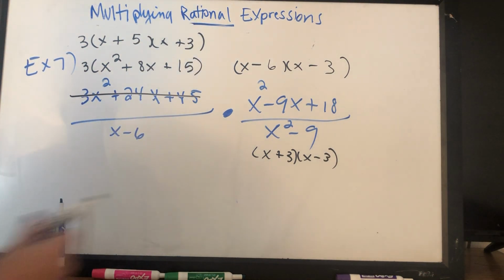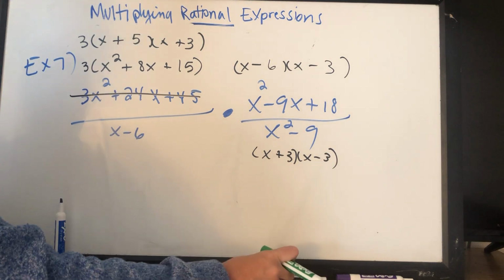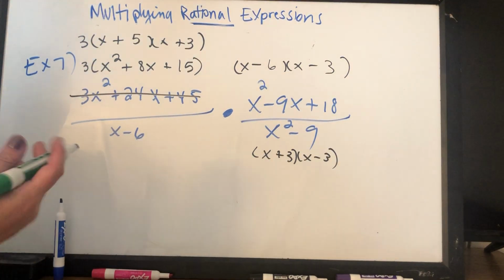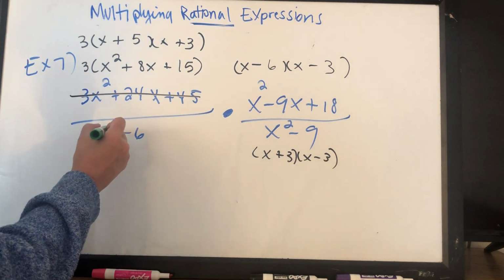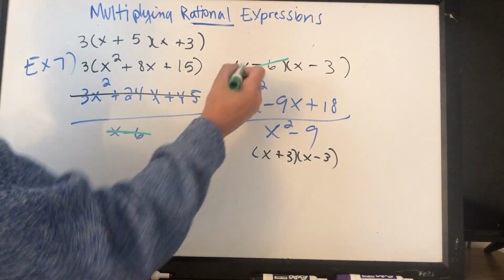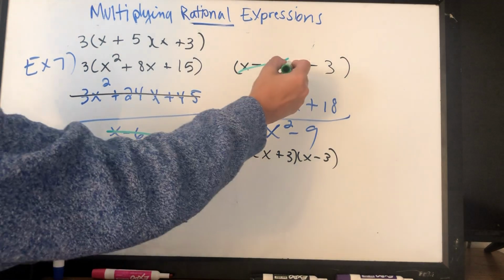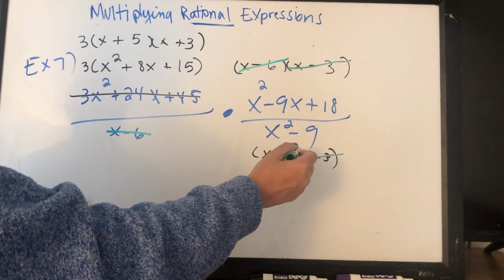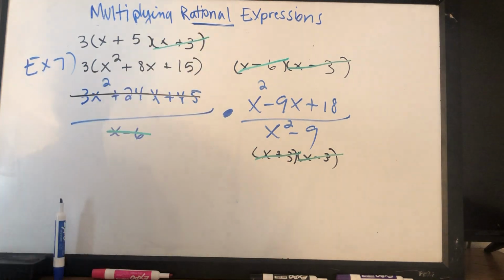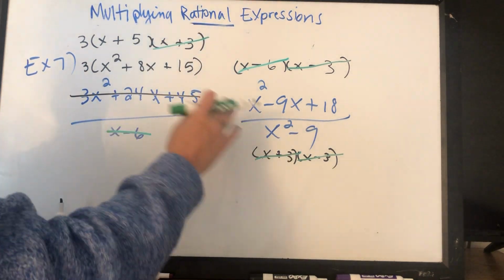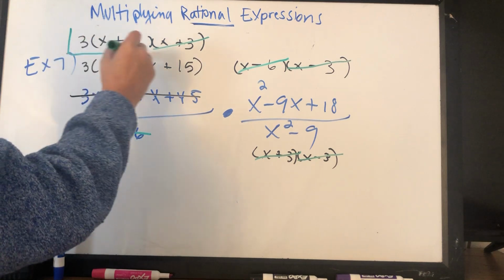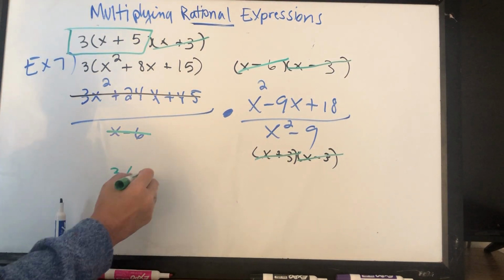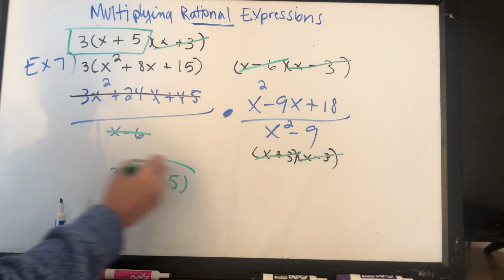Now, you just have to be careful as you look at all the different factors to see what can cancel. And don't get in a big hurry, because I do it too. I forget something or miss one. X minus 6 is gone. X minus 3 is gone. Ooh, we're on a roll here. X plus 3 is gone. So everything's gone in the bottom. And this is all that is left in the top. So we've got a 3 and an x plus 5.